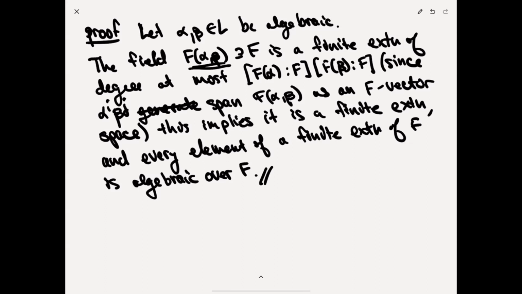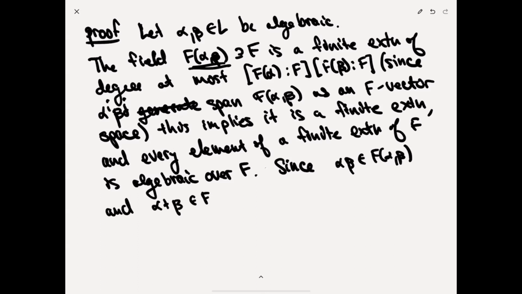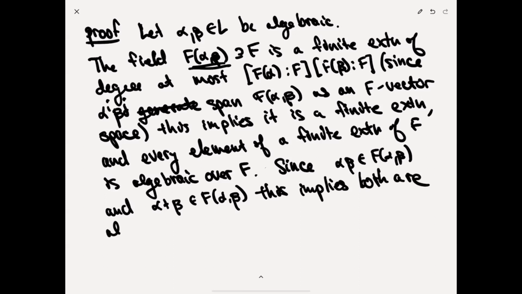Okay, so in particular, let me just say this: alpha times beta is in F(alpha, beta), and alpha plus beta is also in F(alpha, beta). So this implies both are algebraic over F. Okay, and that's all there is to it. Okay, so now let's do an example.